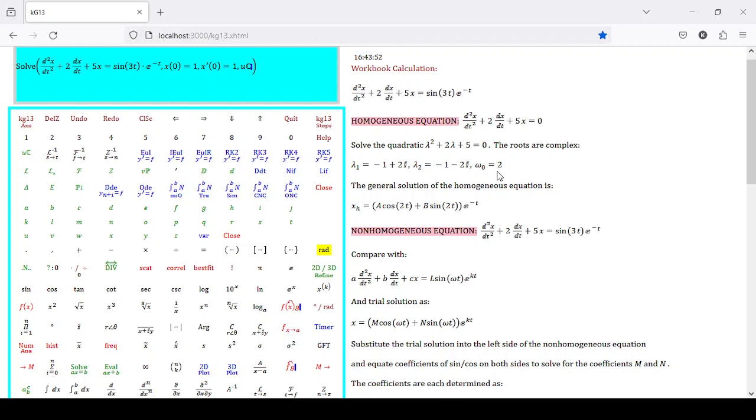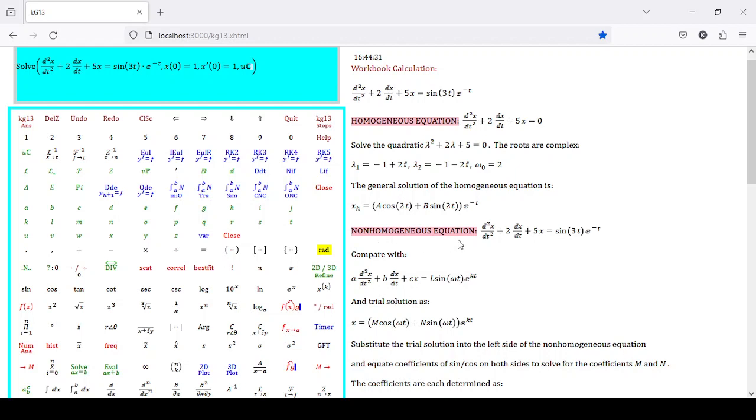Omega naught is the absolute value of your imaginary part. Yes, it is 2. The general solution of the homogeneous equation is xh equals capital A cos 2t plus capital B sin 2t, times e to the minus t. 2 is omega naught. The minus 1 in front of the t here is the real part of our roots.